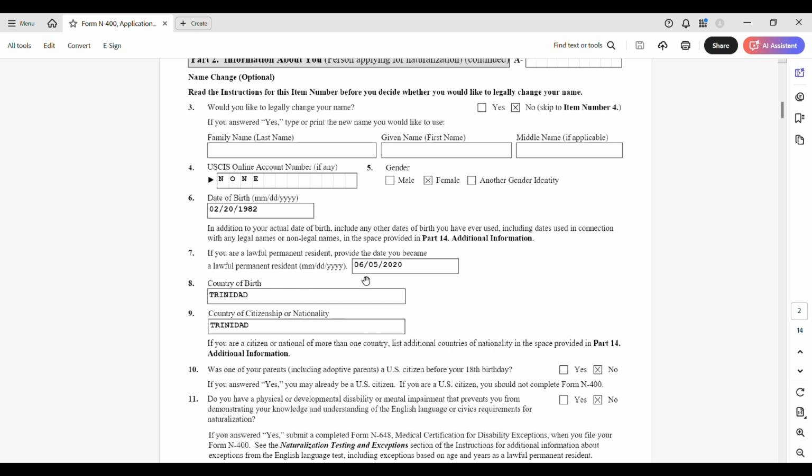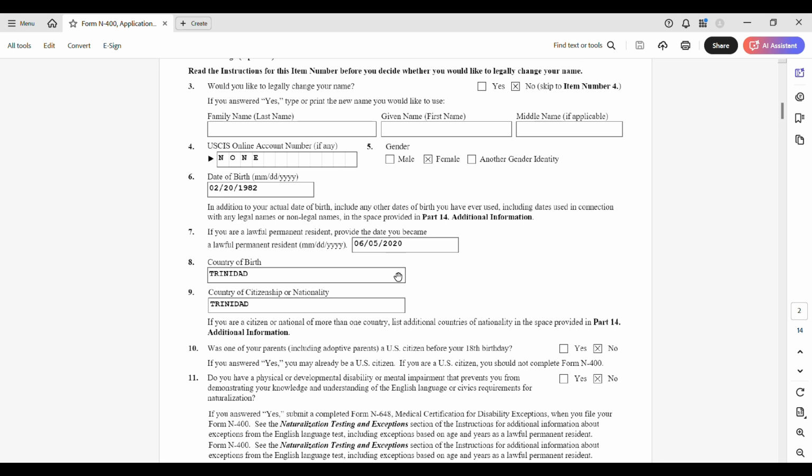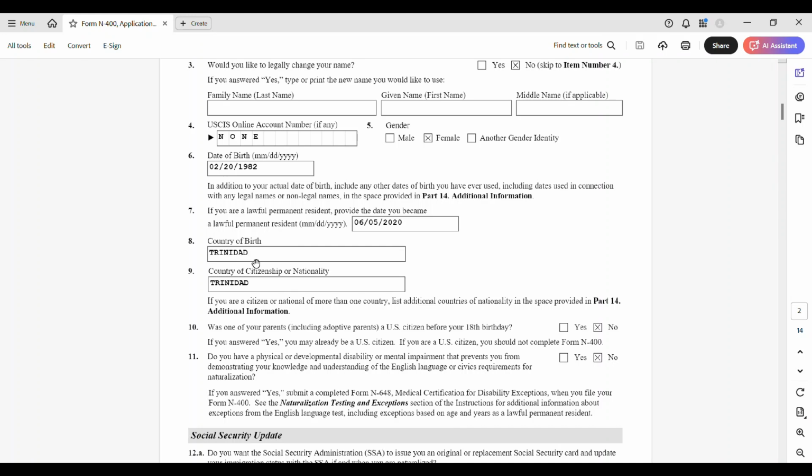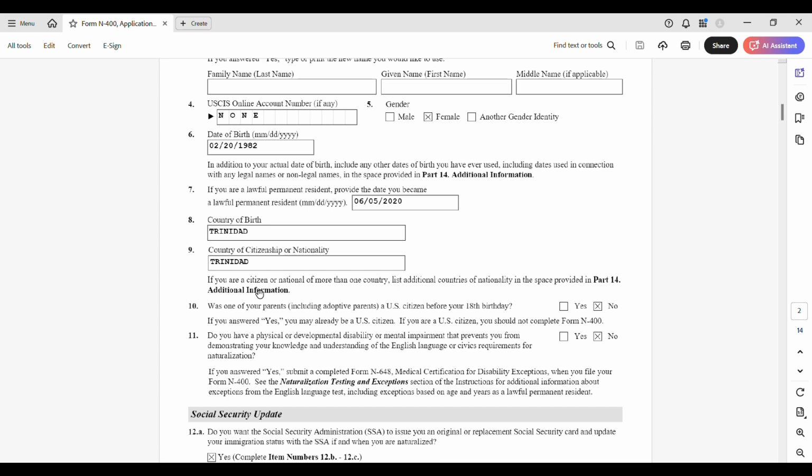You're going to provide that date here, a 2-digit month, a 2-digit day, and a 4-digit year. You're going to place your country of birth here, country of citizenship or nationality. You're just applying for US citizenship, so you would need to place the country that you came from to be in the United States, if that's your country of citizenship, or whichever country is your country of citizenship, but it would not be the USA since you are just applying to become a US citizen.